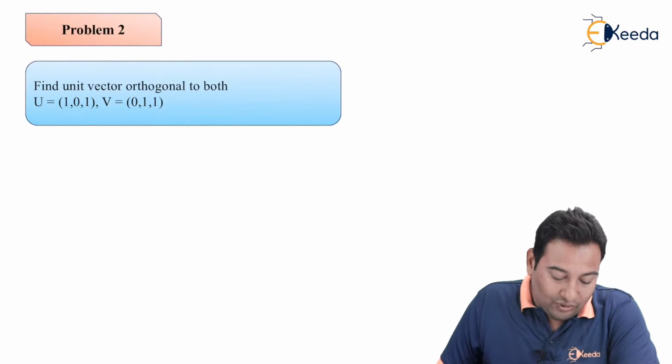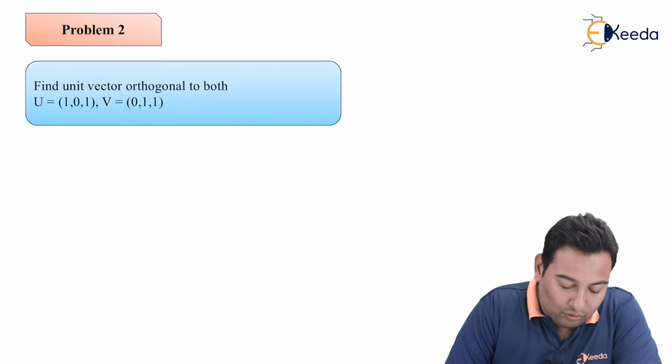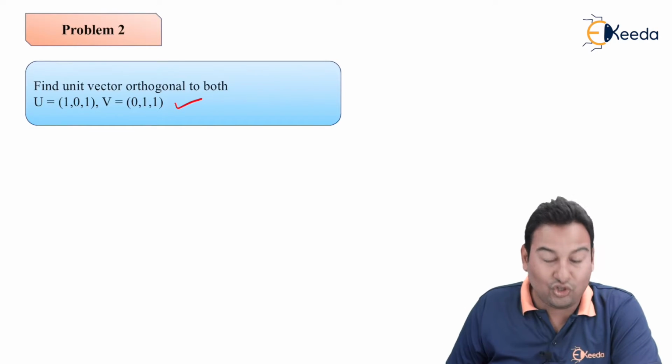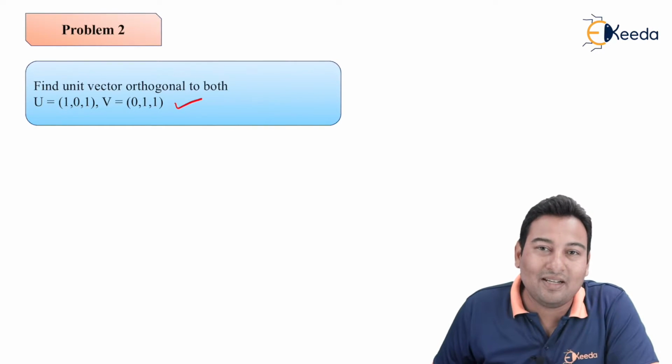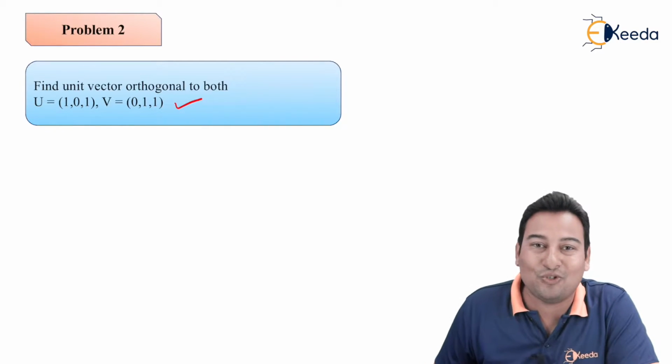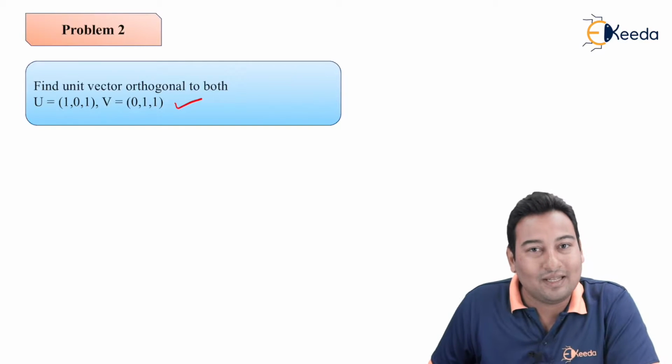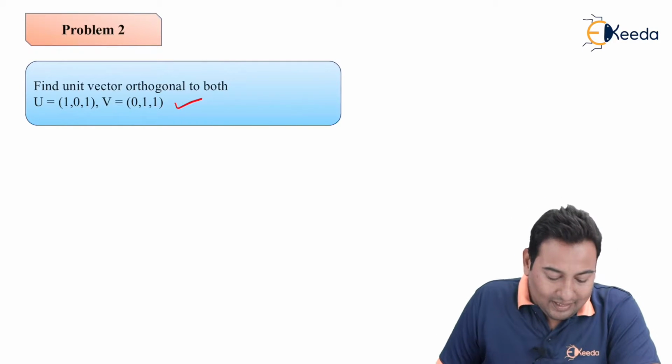We need to find the unit vector which is orthogonal to both (1, 0, 1) and (0, 1, 1). It is highly recommended to pause this video, solve this problem and verify your solution. Still, I am doing it for you. You can verify your result.